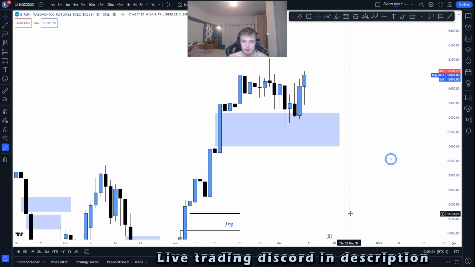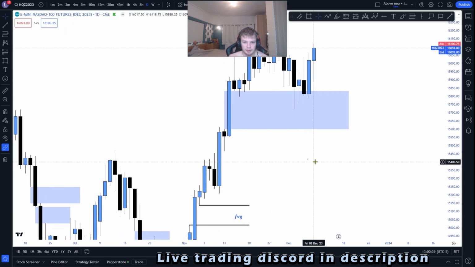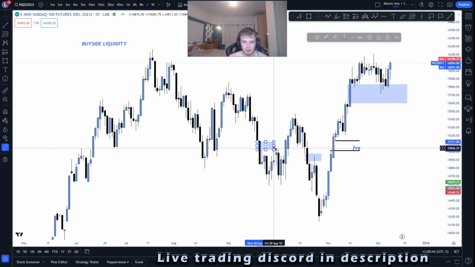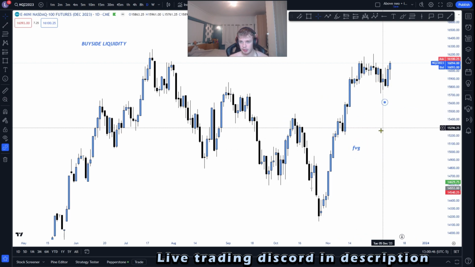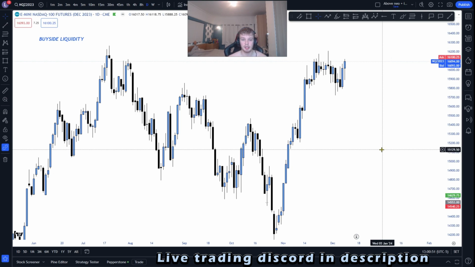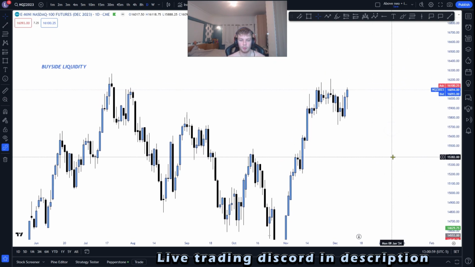Now, the way you're going to want to use fair value gaps in the market is, let's say we have all these fair value gaps here, and we are zoomed out so we can see the price action better. The main way that I like to use fair value gaps is actually if they are turned into an inverse fair value gap. Now, when price comes into a fair value gap, what most people want price to do is go into that fair value gap, tap into it, and then carry on going in their desired direction.